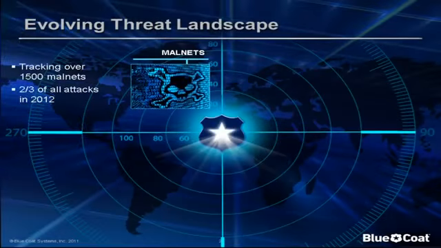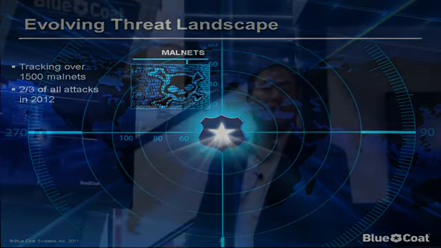And today we'll be talking about how to extend your web security solution using traditional appliances, virtual appliances, and cloud solutions. One of the things that we want to talk about on the evolving threat landscape is that we're tracking over 1,500 malnets today. A malware delivery network is the source of the majority of the malware on the internet today. And just to give you some scale of how the malnets are growing, 2 years ago, we were tracking about 500 malware delivery networks, and today we're tracking over 1,500.